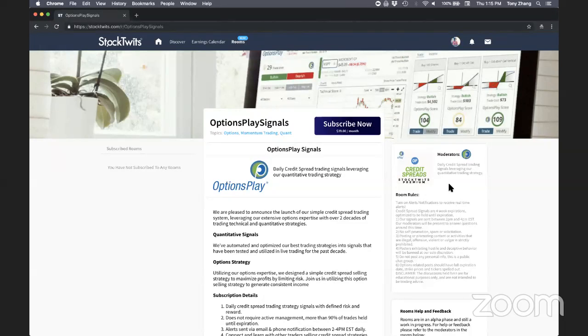Do you have any other plans beyond monthly? So we're leveraging StockTwits for this, and right now they are only offering monthly subscriptions. We've talked to them about potentially doing yearly subscriptions, but for now this is limited to monthly subscriptions only.